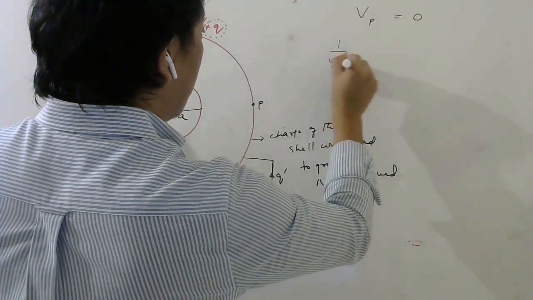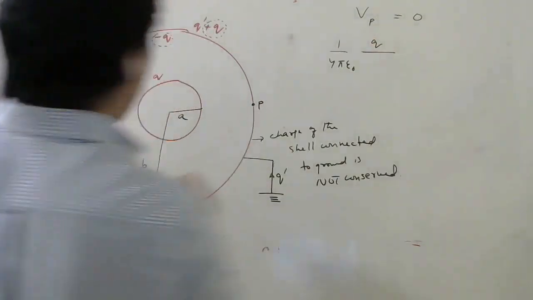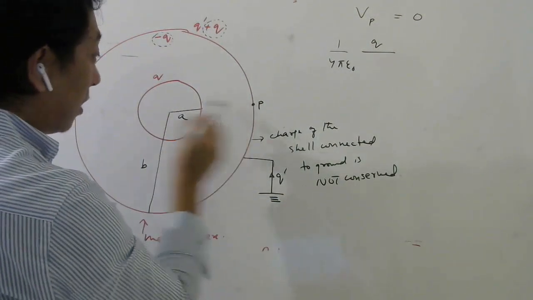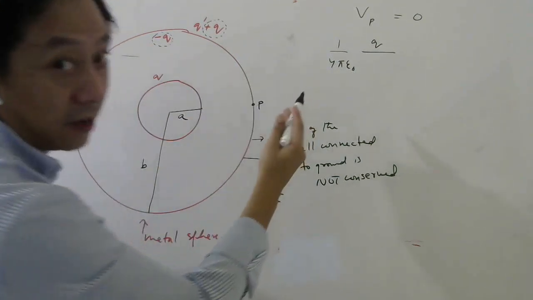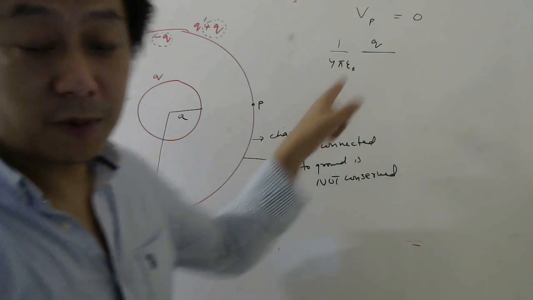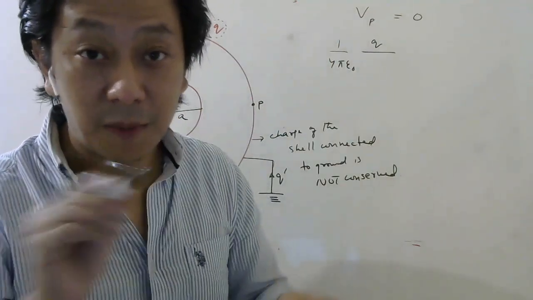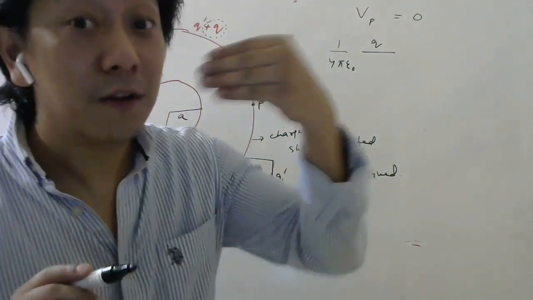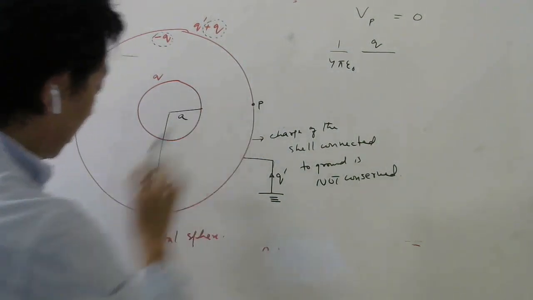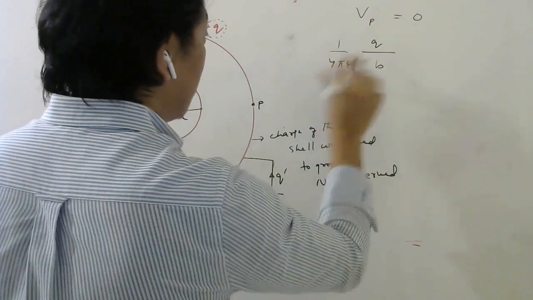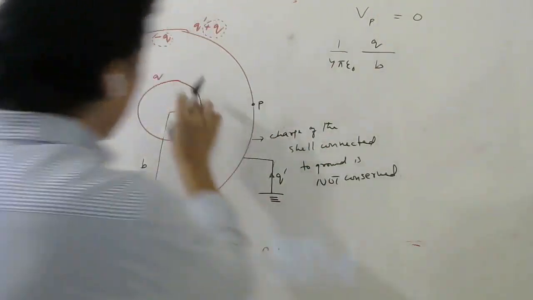So what will be the potential at P? 1 by 4 pi epsilon naught Q divided by, look carefully, this point is where for this sphere? For this sphere, this point is outside. For outside, what is the formula? 1 by 4 pi epsilon naught small q divided by small r. Small r is from where to where? From center to observation point. So from center to observation point is B. So this is the potential at P due to this charge.